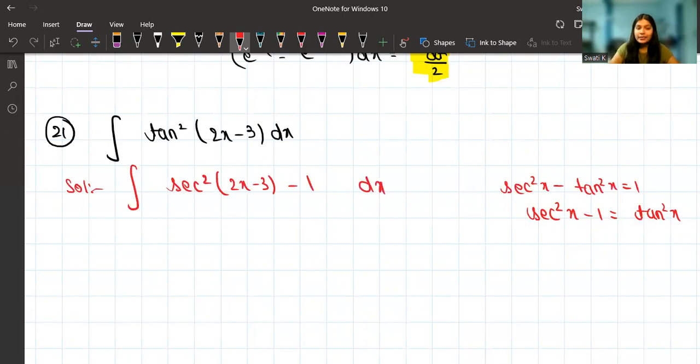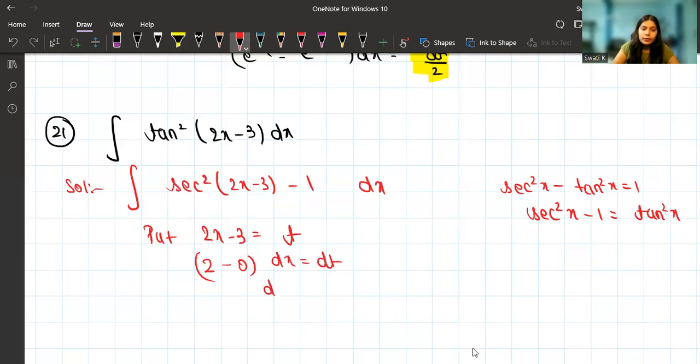Now the question is why I did this. Because we know the formula of integration of sec square x, but we do not have any formula for integration of tan square x. That is why we have substituted this. Now, what are we going to substitute here? We are going to simply put 2x minus 3 as t. So if 2x minus 3 is t, that means this will become 2. Derivative of x with respect to x is 1, minus this is 0 only, and then of course dx is equal to dt. So it is simply going to become dx equals dt upon 2.